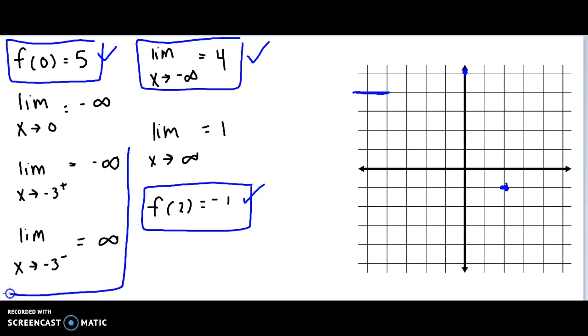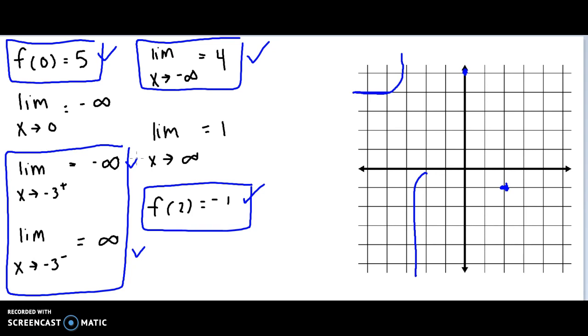My next leftmost point is negative 3. So I see, as I approach negative 3 from the left and from the right. As I approach negative 3 from the left, I go up to infinity. So let's find negative 3 on our x-axis. And from the left-hand side, it goes up to infinity. Now, negative 3 from the right-hand side is going down to negative infinity. So I can draw that in. So those two are all set.